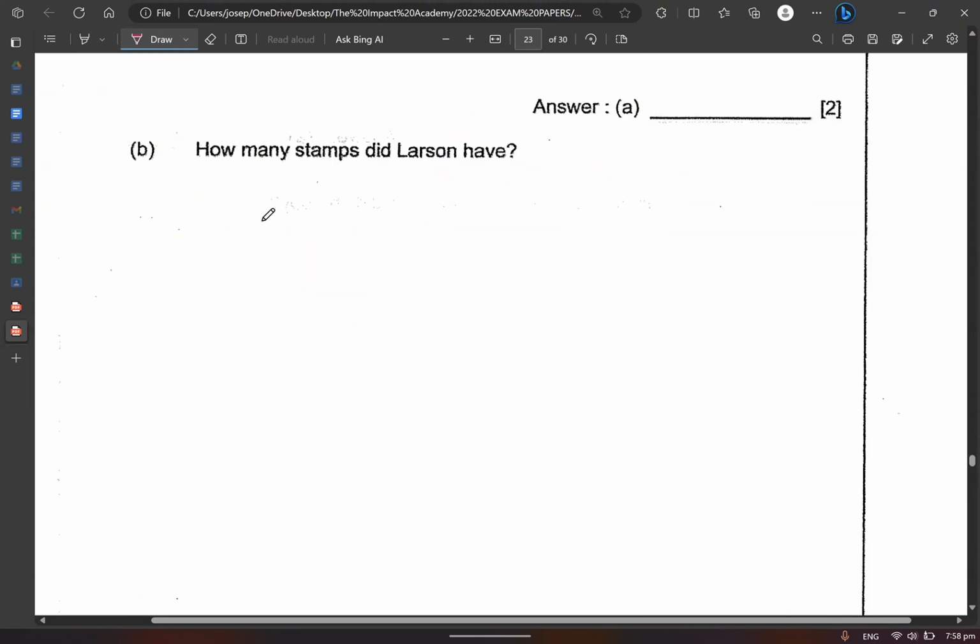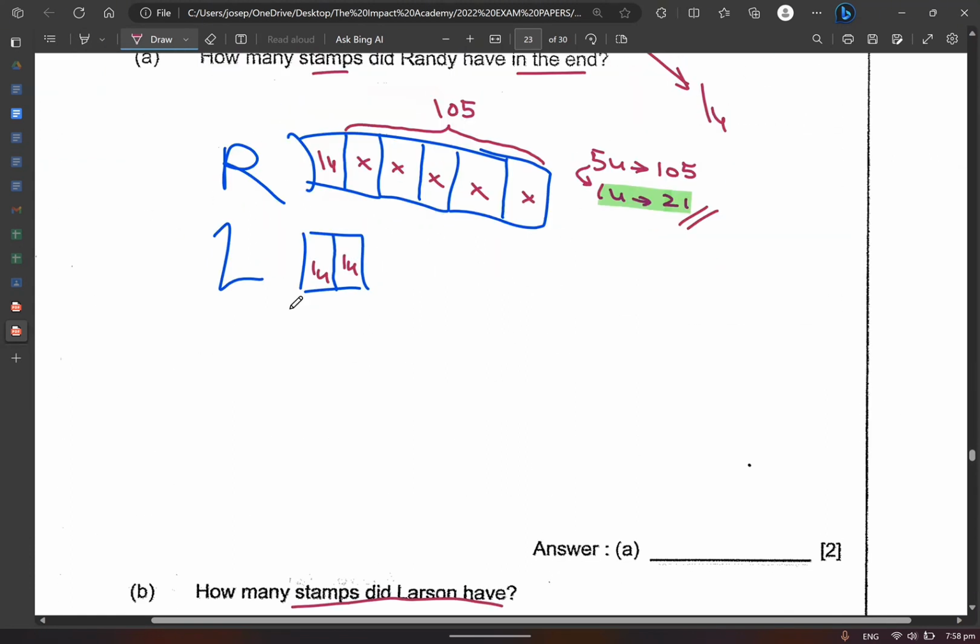Now, once I'm done with this, I move on to the next one. It says, how many stamps did Laksan have? So you can see Laksan didn't even give anything. Laksan didn't even do anything. Laksan says, I'm selfish, I'm not going to give anyone anything. So Laksan has to be 2 units.